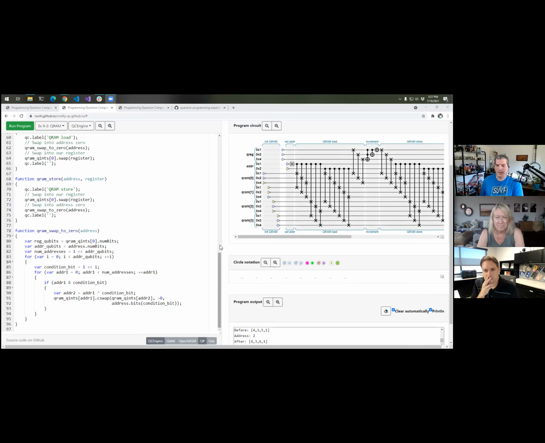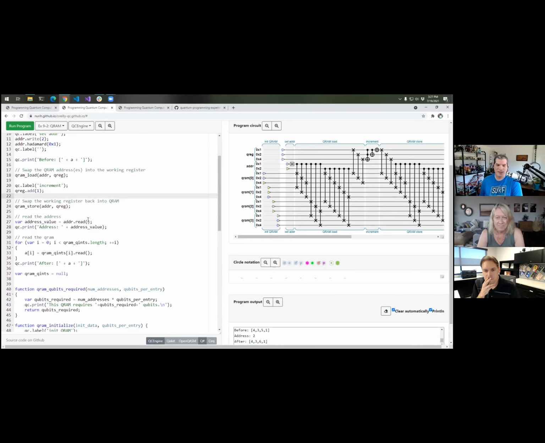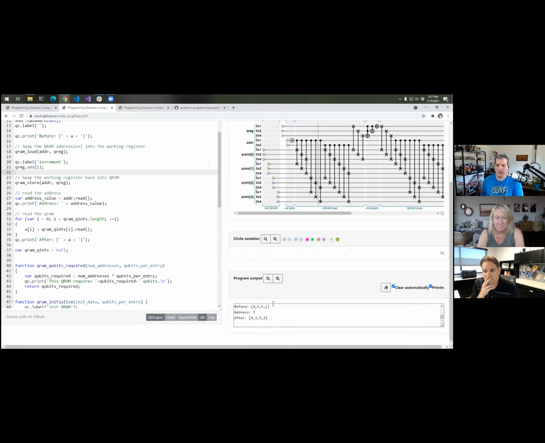So what I did was I added some reads before and after. Let me run that again. So this shows the before and then the after, and then which address was incremented. Because we're adding the address 0, or the 0 bit of the address, then the value could either be 2 or 3 based on the superposition of that.